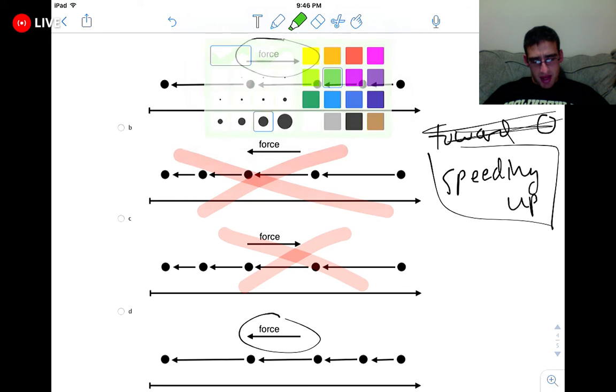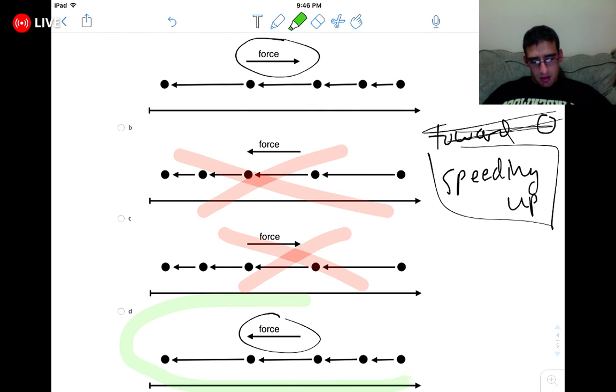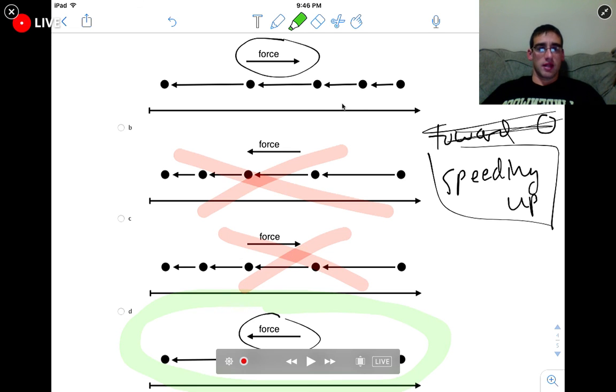So this is where the force is pushing with him. That makes sense. He's speeding up, and the force is pushing from behind him in order to make him go faster. All right, so that's the end of section 1. That's your video answer key.